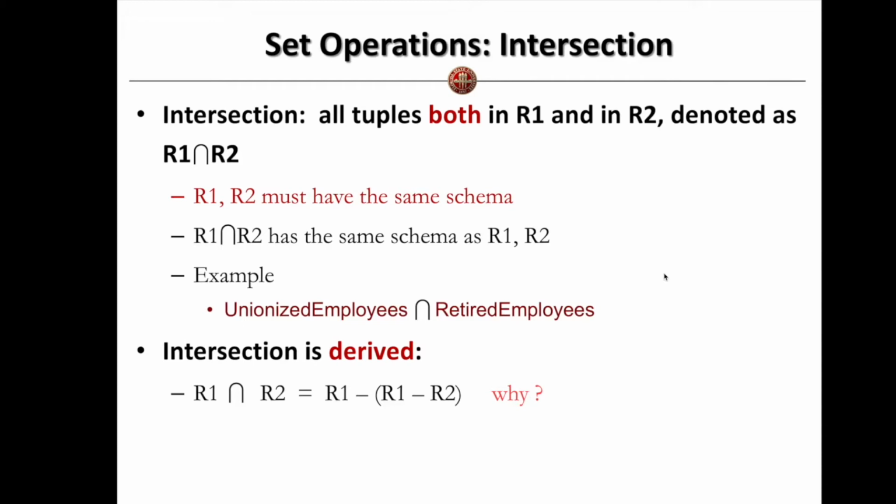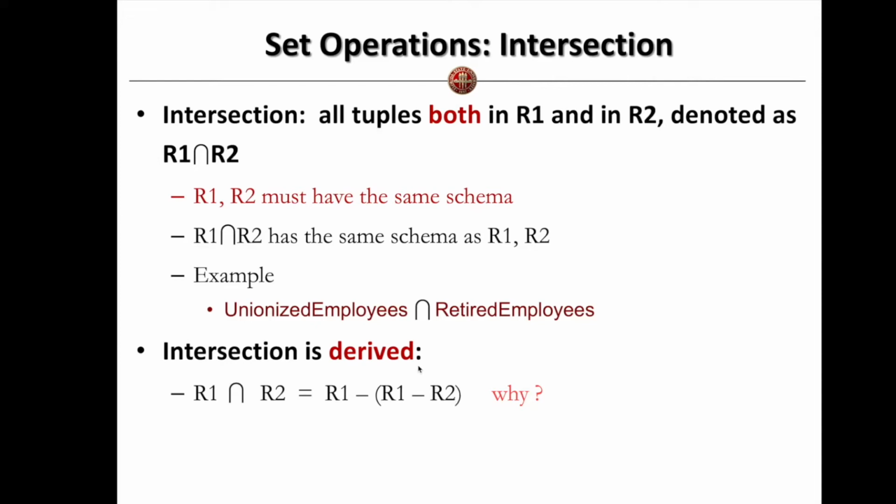So the intersection denotes all the tuples existing in two relations, right? Which can be represented as this R1 cap R2, right? And for the intersection, it can be defined based on the difference, right? We mentioned before, the R1 cap R2 equals to R1 minus parentheses R1 minus R2. I also gave you an exercise to prove this equation holds, right?